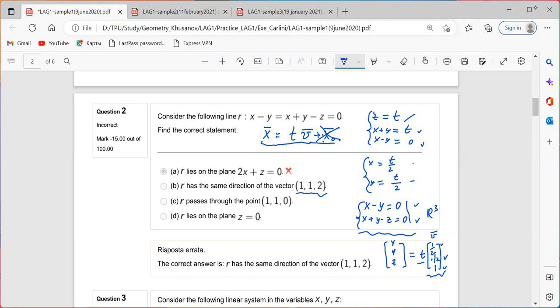So vector v from our parametric equation is just a vector which will be parallel to our given line, or it will be just a line that has the same direction as vector 1, 1, and 2. Okay. Questions? Clear. Okay.